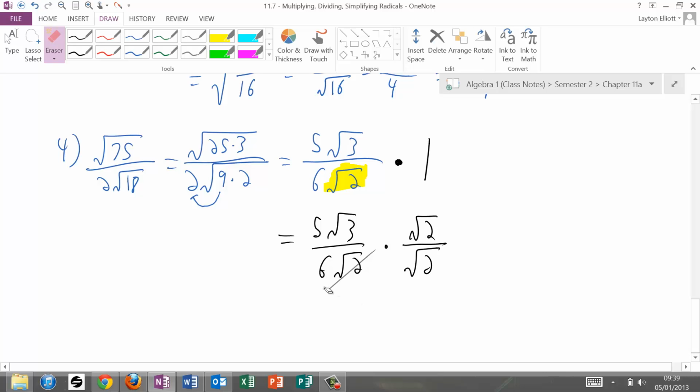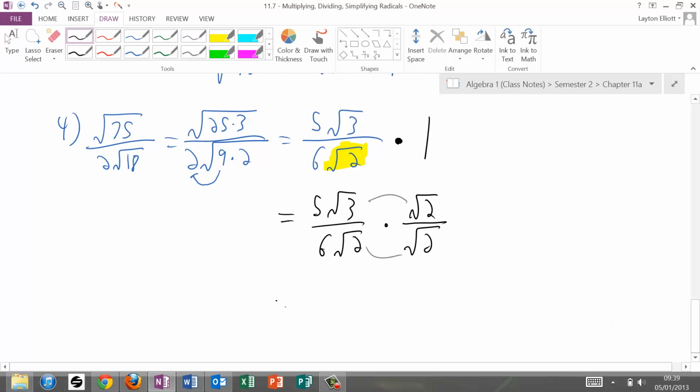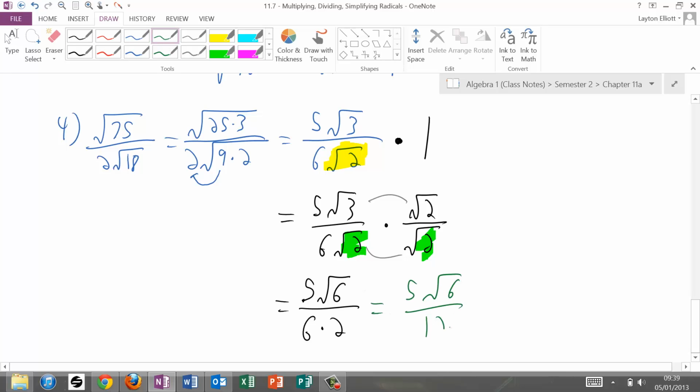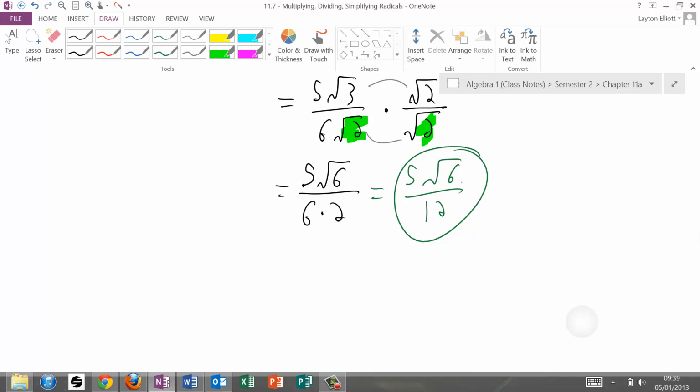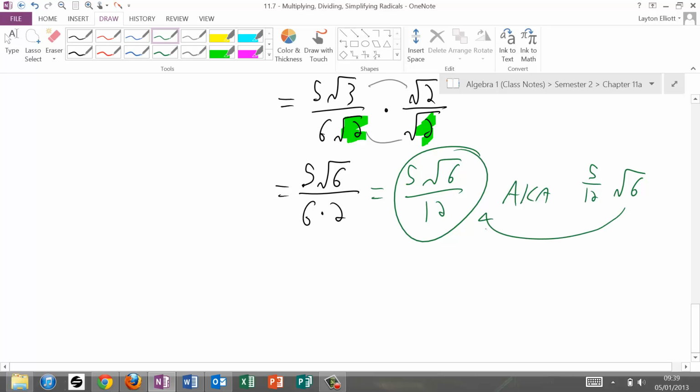What we're going to do is multiply across like we multiply fractions. When I do that, I end up with 5 radical 6 over 6 times 2, because the square root of 2 times the square root of 2 is 2. Simplify this: 5 times the square root of 6 over 12, and now I have it, 5 radical 6 over 12. By the way, the coefficient of radical 6 is 5/12, so this is also known as 5/12 radical 6. But we're not going to write it like that. We're going to prefer to write it like this.